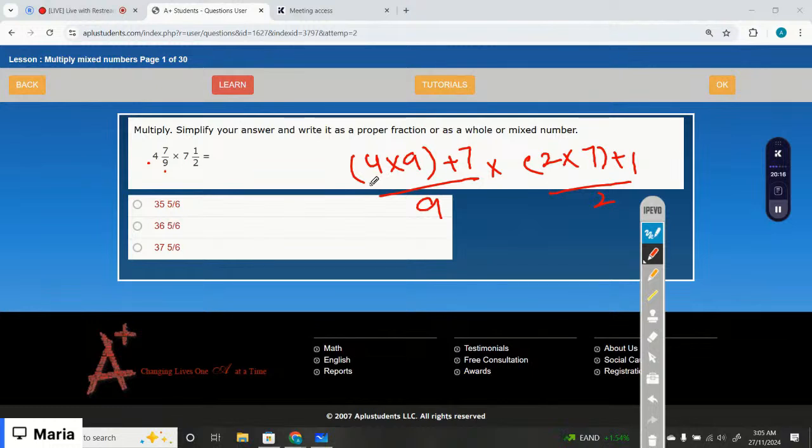That is 4 times 9 is 36, so 43 over 9. 2 times 7 is 14 and 1, 15 over 2. So you have to multiply numerator times numerator and denominator times denominator. 9 times 2 is 18. You have to do 43 times 15. That is 645. Now we have numerator greater than denominator.